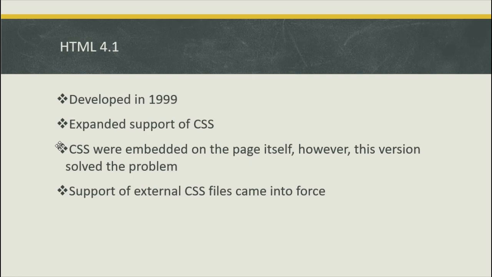So that problem was solved in HTML 4.1, whereby we see the support of external files, right? External cascading style sheets, whereby you create a separate file for the styles of your website or of your web page. Then you link that page that contains the styles that you need your website to consume. Then it works something like that, and you're going to see how that works. So we see that support of external files in HTML 4.1.